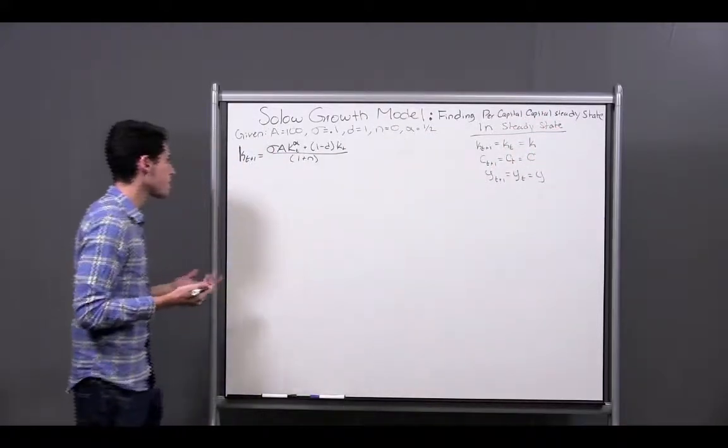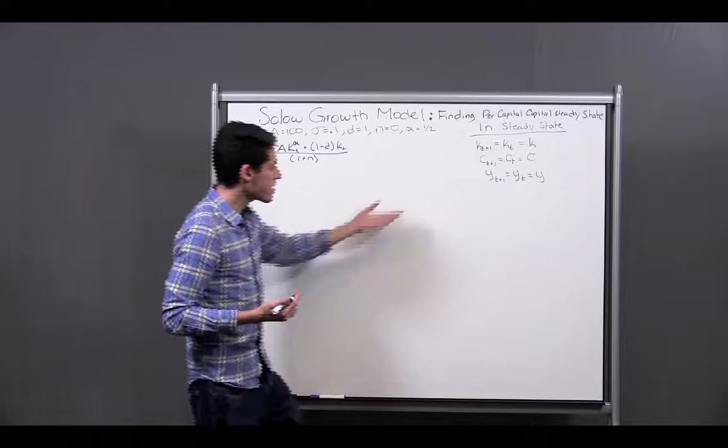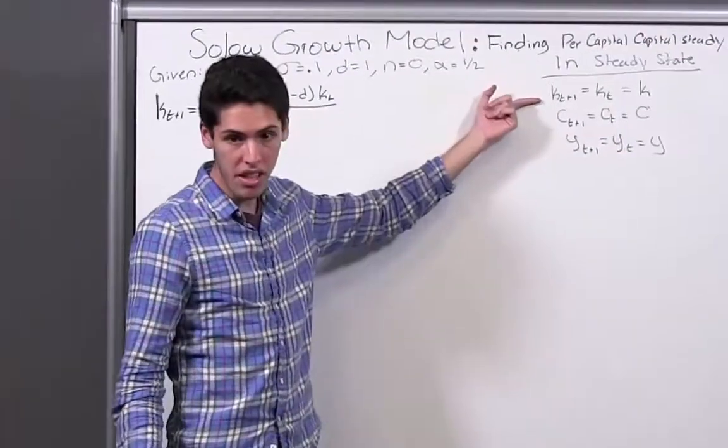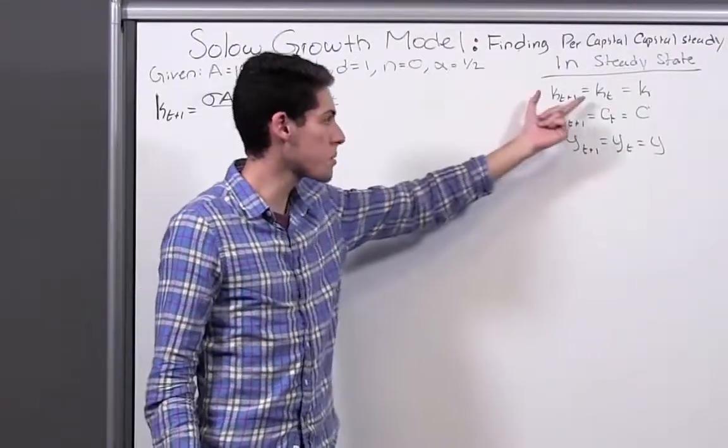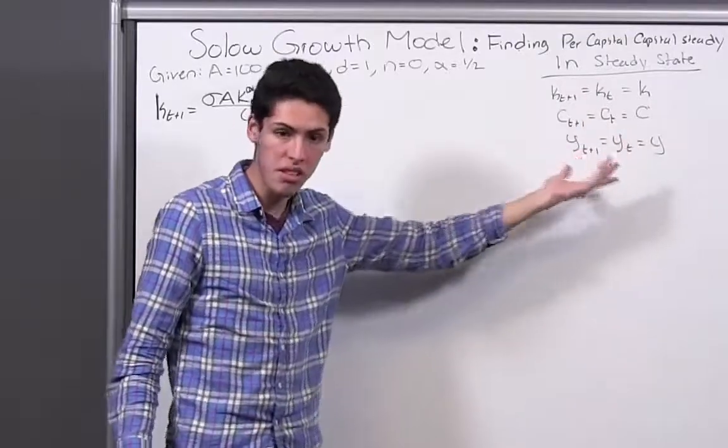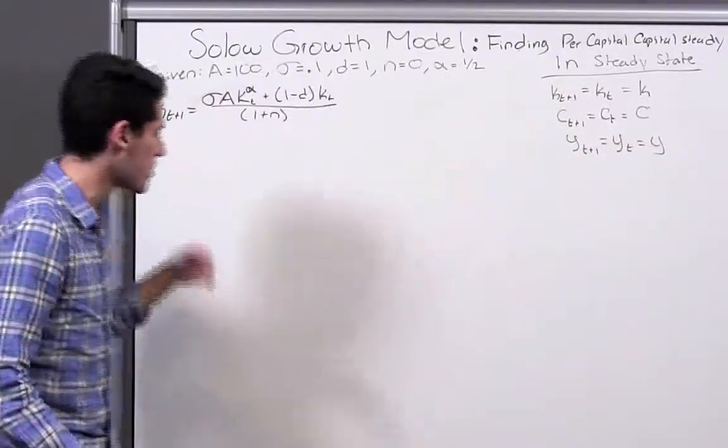How do we find a function that'll help us find per capita capital in the steady state as a function of our parameters? Well, remember that in the steady state, capital should remain constant, so capital in the future is equal to capital today, and we'll just label it K. Same thing with consumption and output.